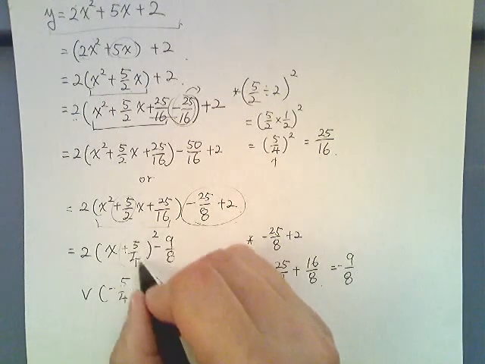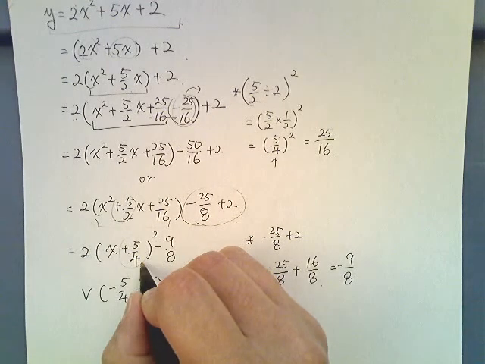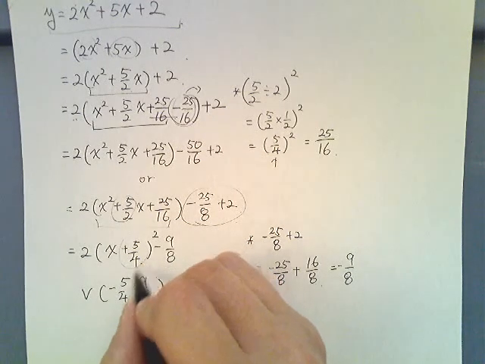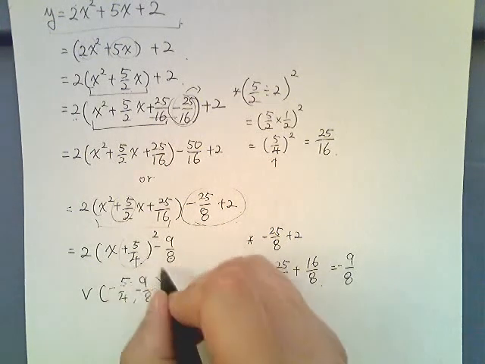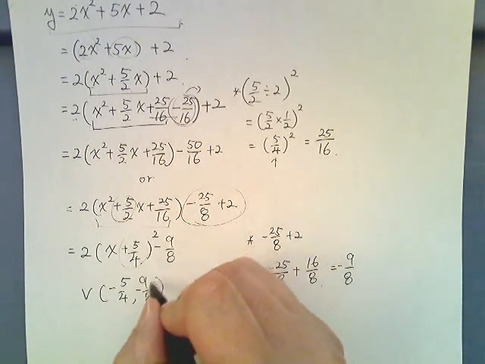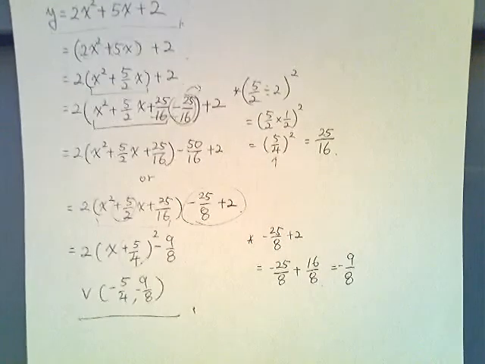Remember, whatever is inside of the brackets is the x-coordinate of the vertex, however, the sign will be opposite. Whereas the outside is the same. So, this is how to complete the square.